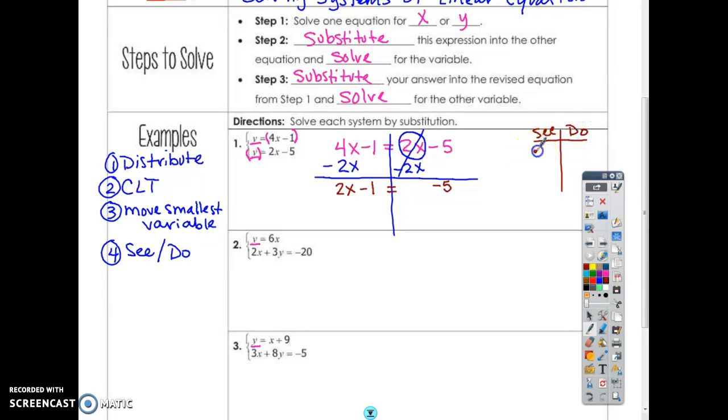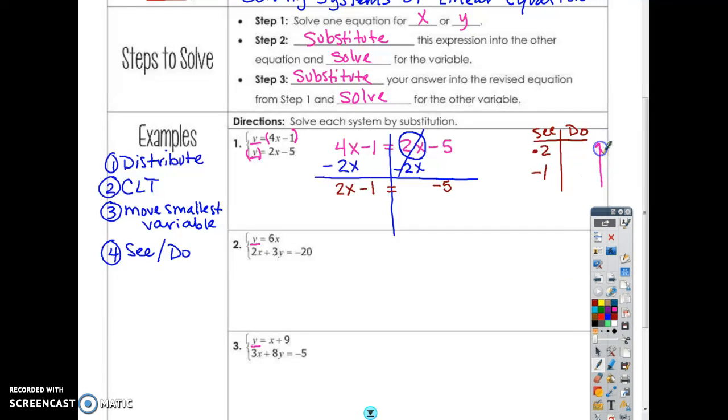It's multiplying by 2, right? And what else? They're subtracting 1. So what am I going to do first? You're going to add 1. Okay, you go from the bottom up and you do the opposite. So we're going to add 1 to both sides.